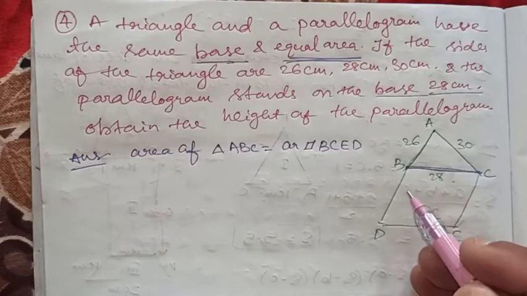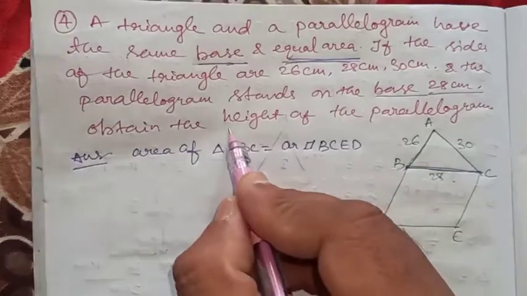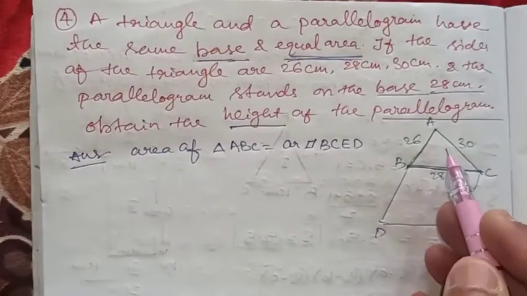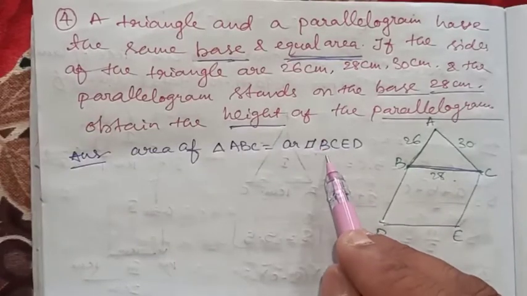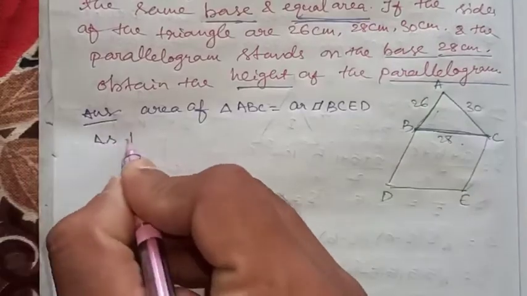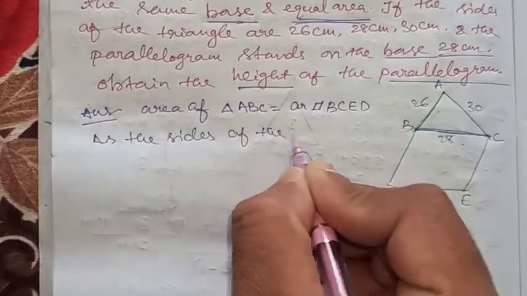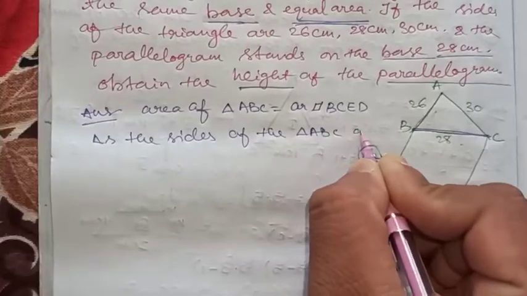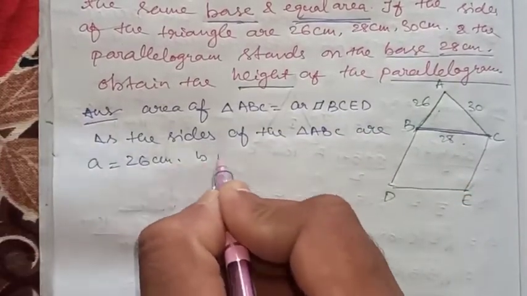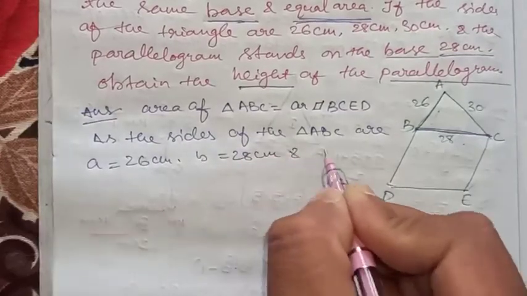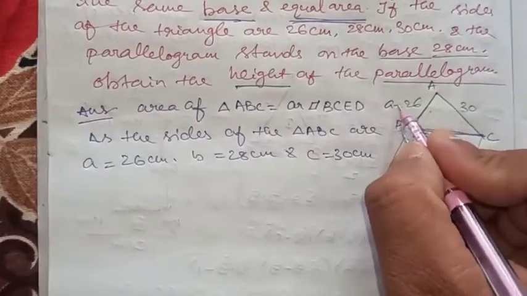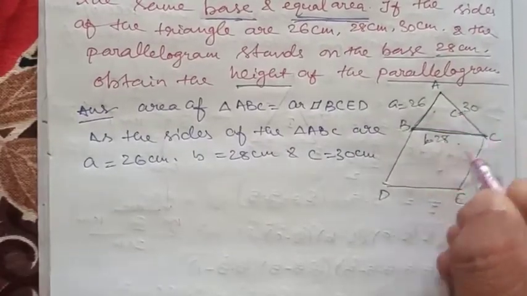Okay, so what we have to find in the question? We have to find out the height of the parallelogram. So first of all we will find out the area of the triangle, then we will equalize with the area of the parallelogram, and then we will find out the height of the parallelogram. Okay, as the sides of the triangle ABC are, I am taking A equals to 26 centimeter, B equals to 28 centimeter and C equals to 30 centimeter. Suppose this is A, this is B and this is C I have taken.